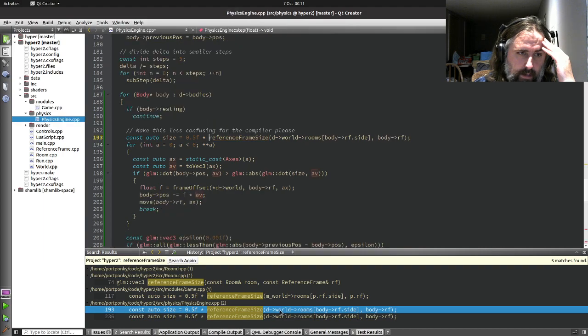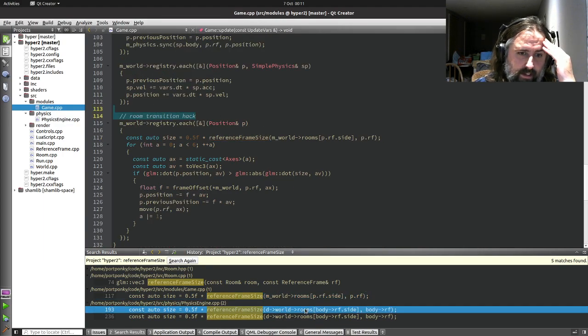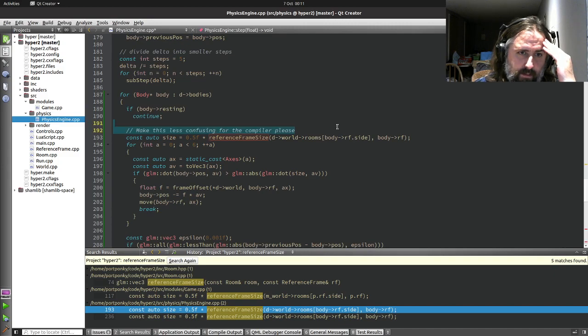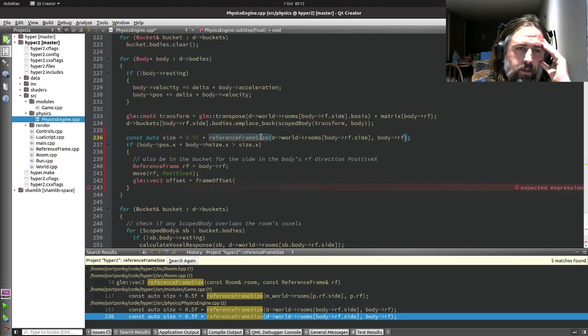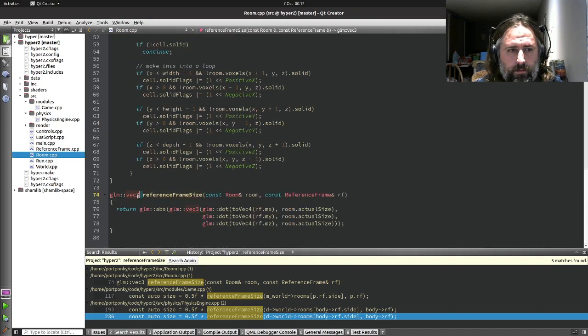And this is a hack, and this has "hack" next to it, and this makes this less confusing for the compiler, please. Not that it's confusing for the compiler, but it's a pretty bonkers piece of code. And then the bit I'm writing. So it seems this reference frame size function could become a vec4.